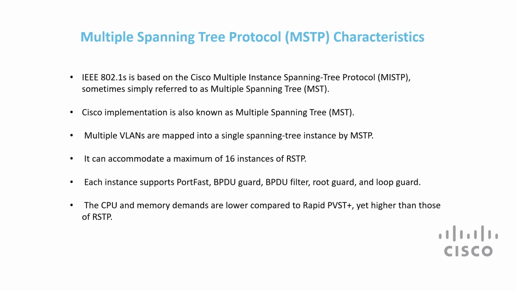The last option, Multiple Spanning Tree Protocol, MSTP, is defined by IEEE 802.1s. It takes a different approach by mapping multiple VLANs into a single spanning tree instance. Cisco's implementation of this is known as Multiple Spanning Tree, MST. This approach can reduce the resource load on network devices by decreasing the number of required instances while still providing faster convergence than the original STP. MSTP has VLAN mapping efficiency like no other. If you have a large network and are concerned about scalability, this may be a good option for you.